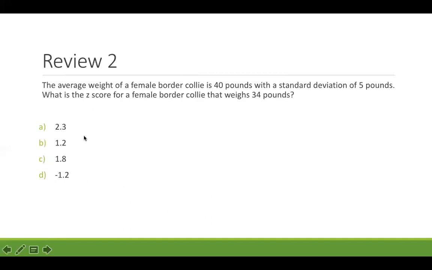All right, so here is the question going over z-scores. The average weight of a female border collie is 40 pounds with a standard deviation of 5 pounds. What is the z-score for a female border collie that weighs 34 pounds?